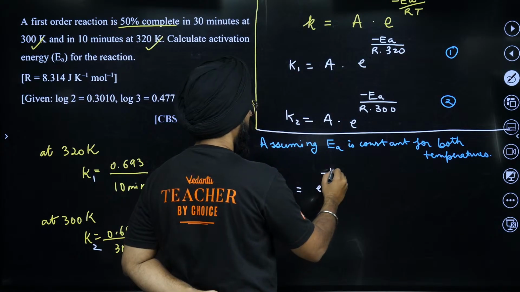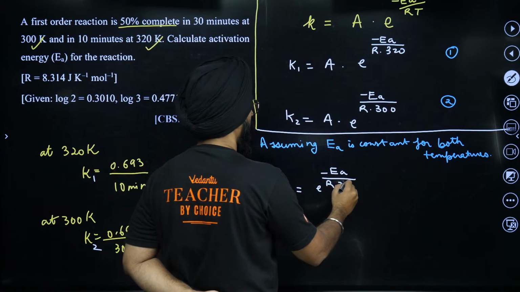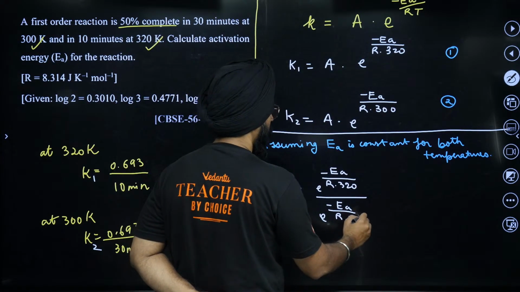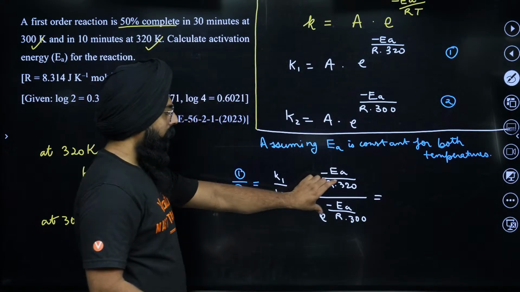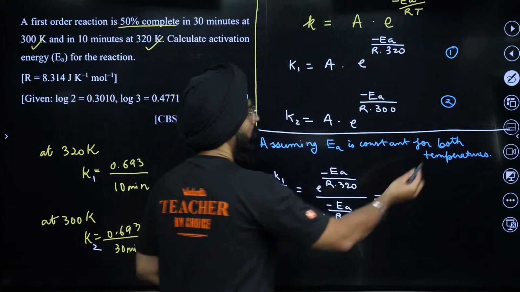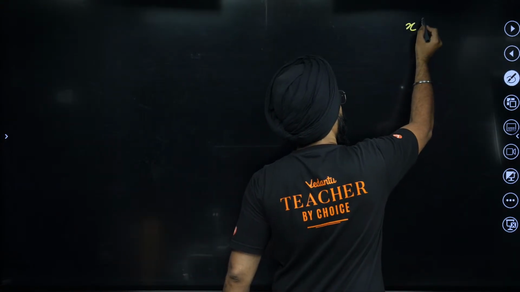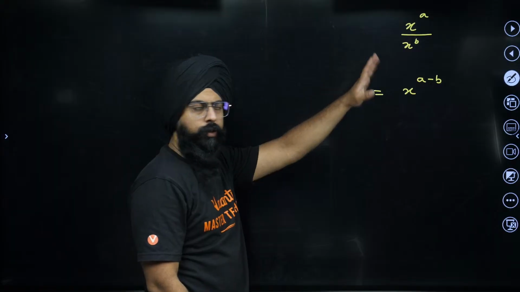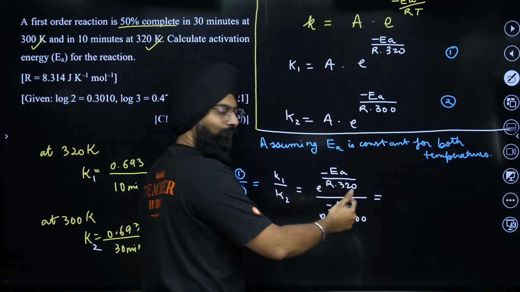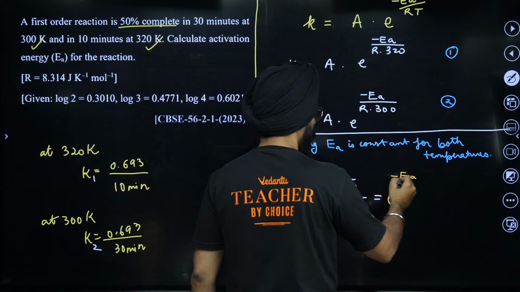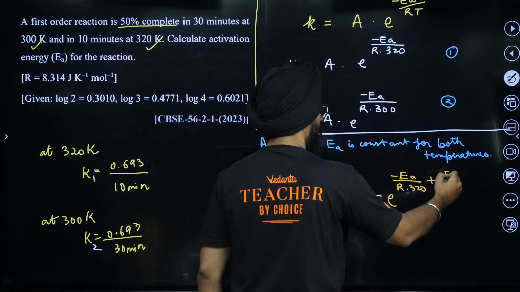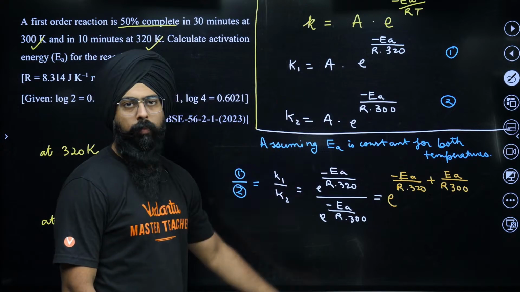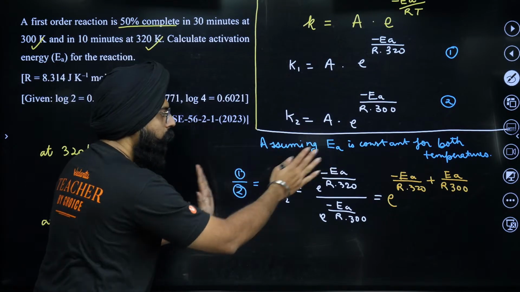E to the power minus EA by R into 320 divided by E to the power minus EA by R into 300. My dear friends, look at how I will evaluate this expression. Do you remember, just as x to the power A upon x to the power B, I can write it as x to the power A minus B. Simple mathematics. So let's do the same mathematics over here. E to the power minus activation energy upon R into 320 plus activation energy by R into 300. Took the power upstairs with a negative sign. Now see how simple your calculation has become.